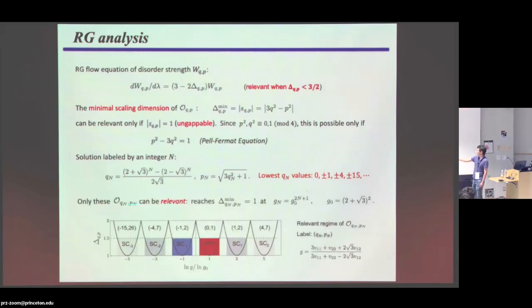So basically, this shows that only these solutions, Pn and Qn, the vertex operators corresponding to these numbers, can be relevant. Basically, there are some velocity parameters where these operators are relevant. And here is a plot as a function of the single parameter g, which is a function of the velocity matrix, for different operators. The numbers in brackets denote Qn and Pn. The scaling dimension of each of these operators can reach 1 at different positions. Actually, in log space, they are equally spaced.